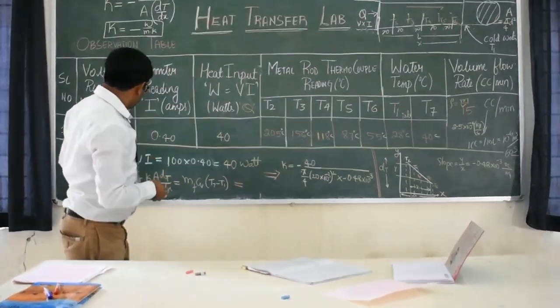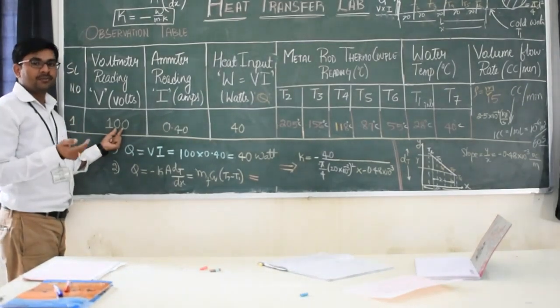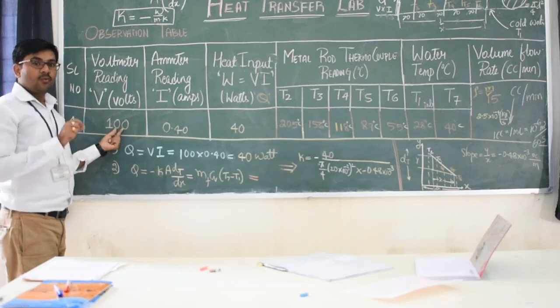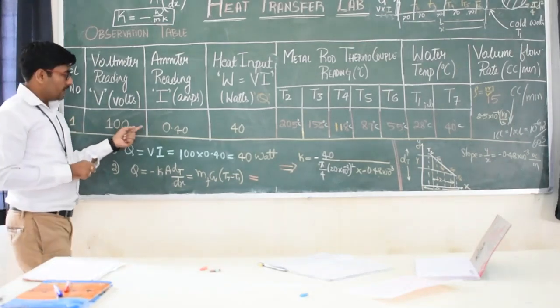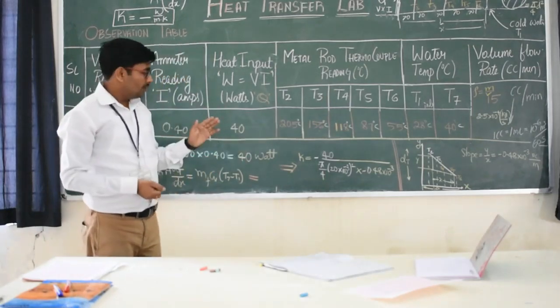And dear students, these values are of a steady state. Once you set the value of voltage 100, you have to wait for 10 or 15 minutes to attain steady state. Once the steady state is reached, take or observe all the values. Now we will do the calculation part.